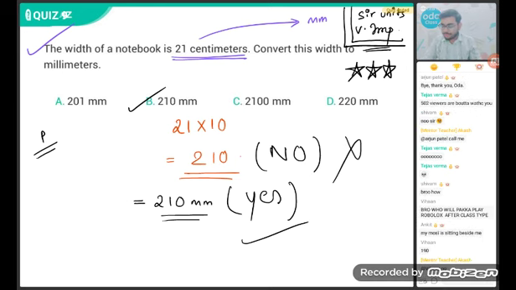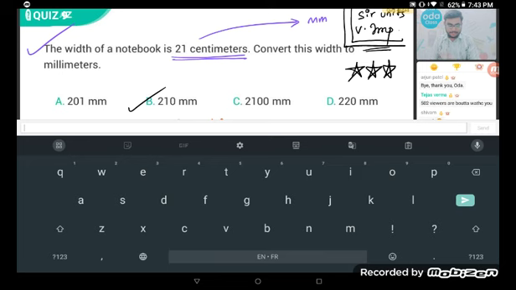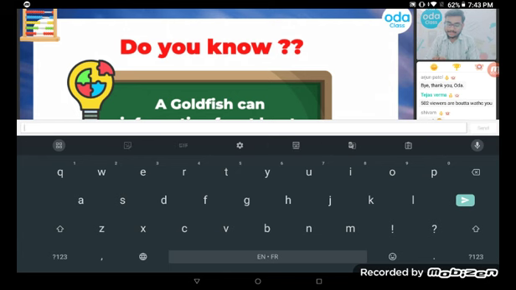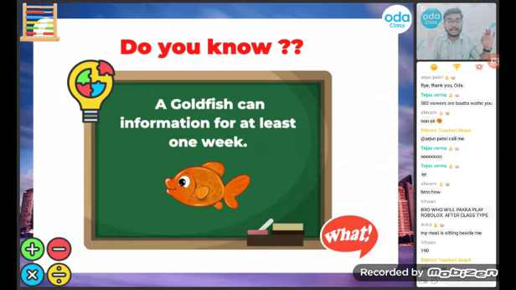Done? Okay. Now the fun fact is that, children, are you all ready? Who is ready for fun facts? Parth Tadle, are you ready, beta? Yes? Amazing.